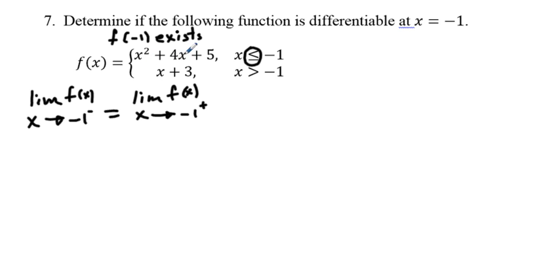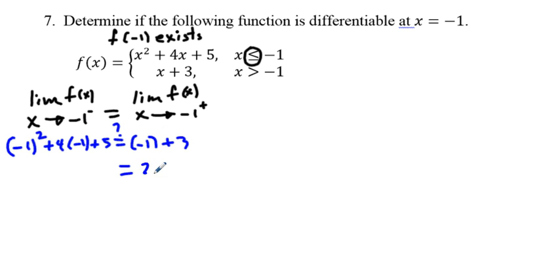Okay, so now we're going to substitute in -1 for x. So on the left side, we're going to have -1 squared plus 4 times -1 plus 5 equals 2. And I'm going to put a question mark because we don't know this yet. On the right side, -1 plus 3, that's going to be 2. The left side, -1 squared is 1, minus 4 plus 5. 1 minus 4 is going to be -3 plus 5 equals 2.